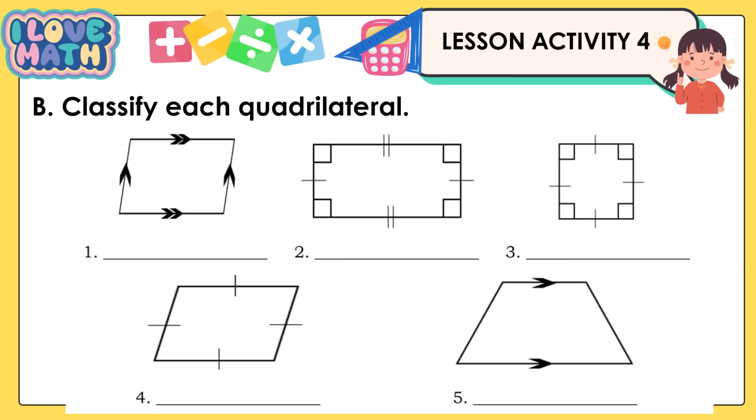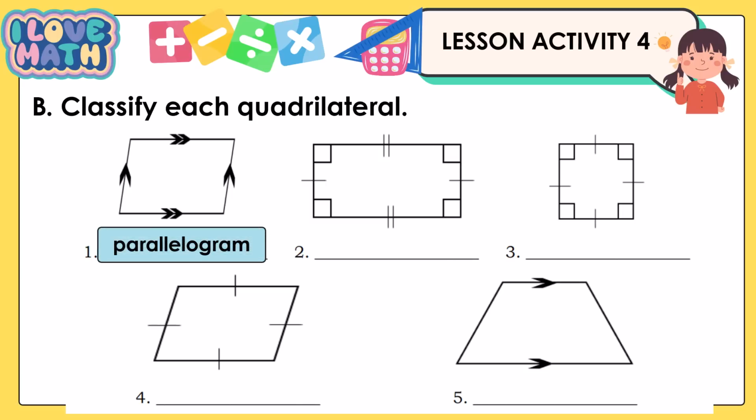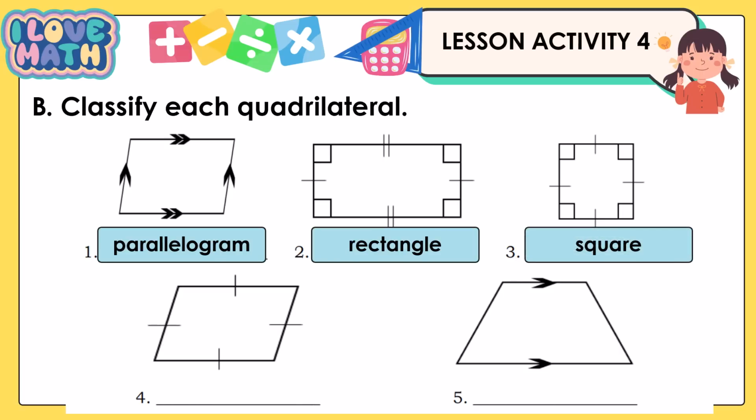B. Classify each quadrilateral. Here's numbers 1 to 5. Let us answer. Number 1, parallelogram. Number 2, rectangle. Number 3, square. Number 4, rhombus. Number 5, trapezoid.